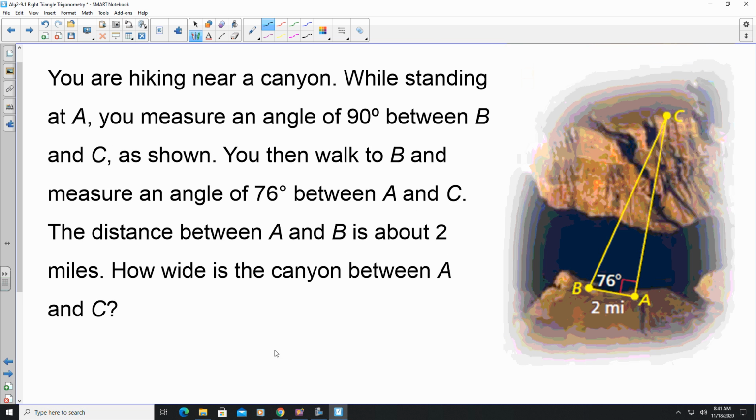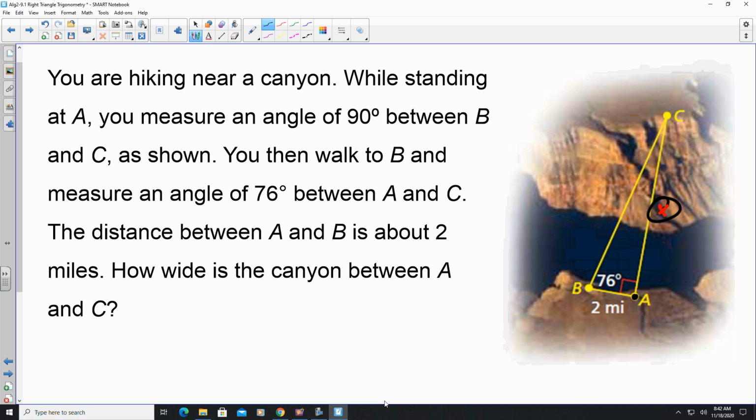Here it says you are hiking near a canyon while standing at A. So here you're standing at A. It says you measure an angle of 90 degrees between B and C as shown. When you walk to B and measure an angle of 76 degrees between A and C, the distance between A and B is about 2 miles. How wide is the canyon between A and C? So they're trying to find x. It's a little hard to see here, but x is right there.